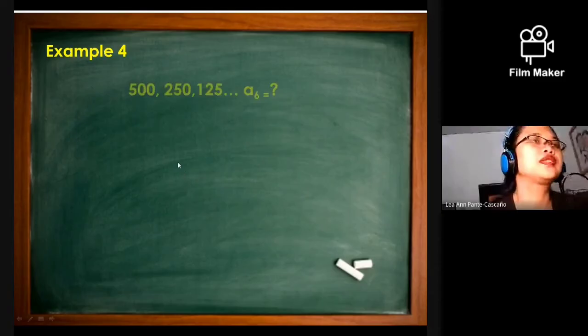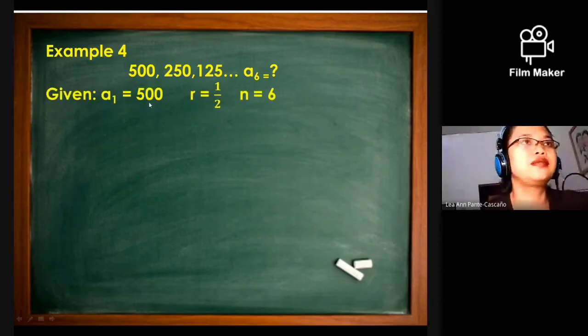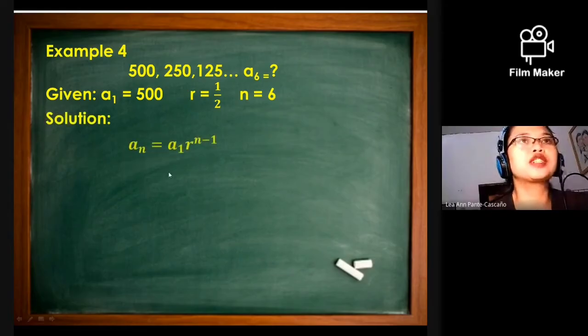Example number 4. First term is 500, 250, 125. What is A sub 6? Ano daw po yung ating A sub 6? Given po is 500 for the first term. The ratio here is 1/2. Since decreasing siya, ibig sabihin po ang ating ratio or the common ratio ay fraction. So 500 times 1 half is 250, times 1 half is 125. Number of terms, 6. Formula.